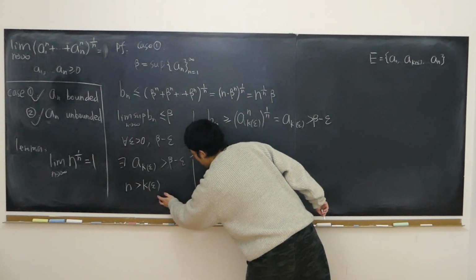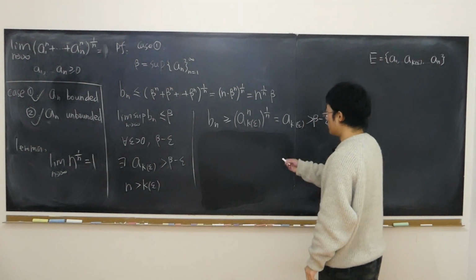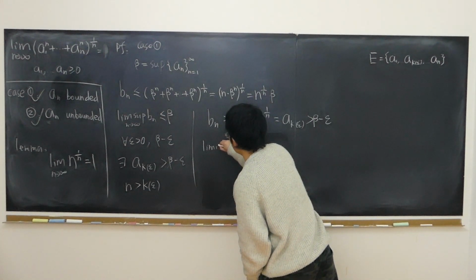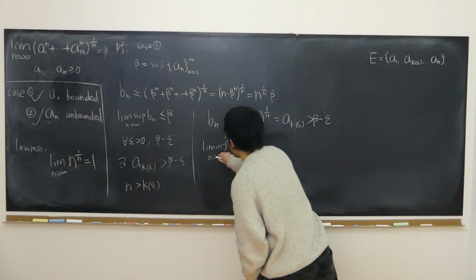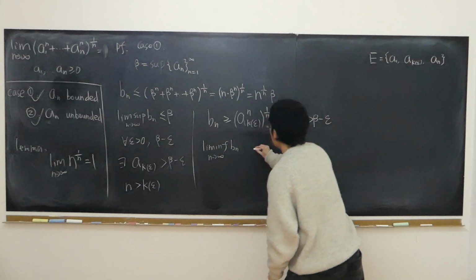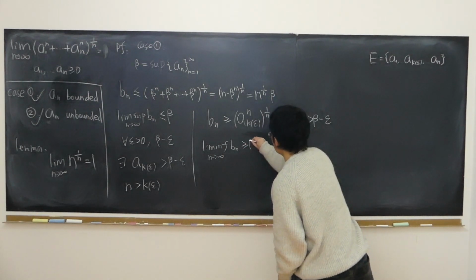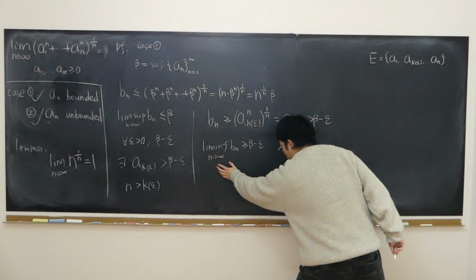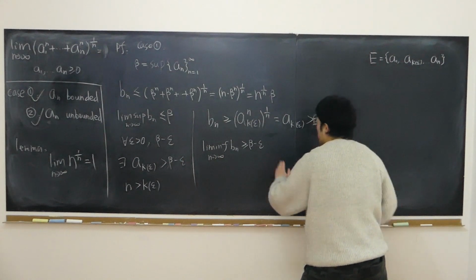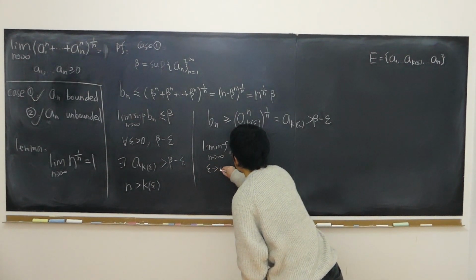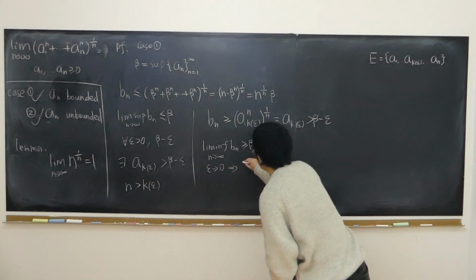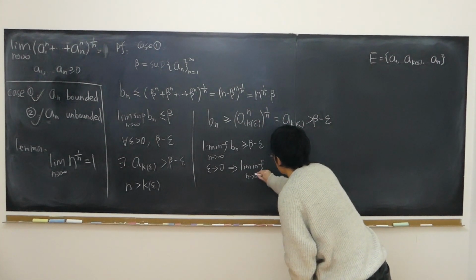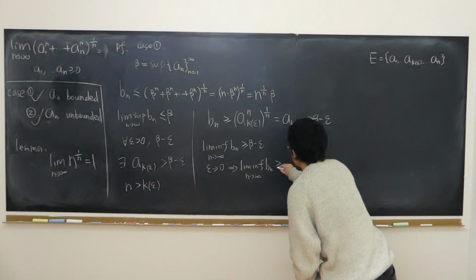Now we can take the limit inferior, as you expected. The limit inferior as n approaches infinity of Bn is still larger than or equal to beta minus epsilon. Notice the limit inferior is already a constant. And now we let epsilon approach 0. Then we have the limit inferior as n approaches infinity of Bn is larger than or equal to beta.